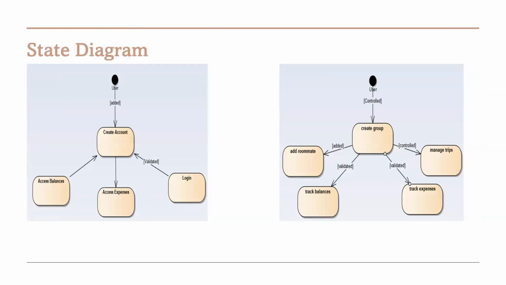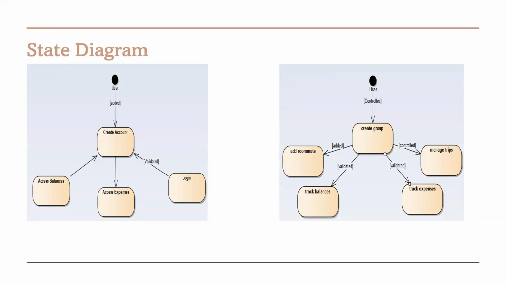So the state diagram serves as a means to encapsulate the behavior of a software system. It offers a tool for modeling the behavior of a class, subsystem, package, or even an entire system. We have three use cases here. For the first one, the user can create an account, through which they can log in, which involves validation. After the login is completed, they can access the expenses, and they can also access the balance.